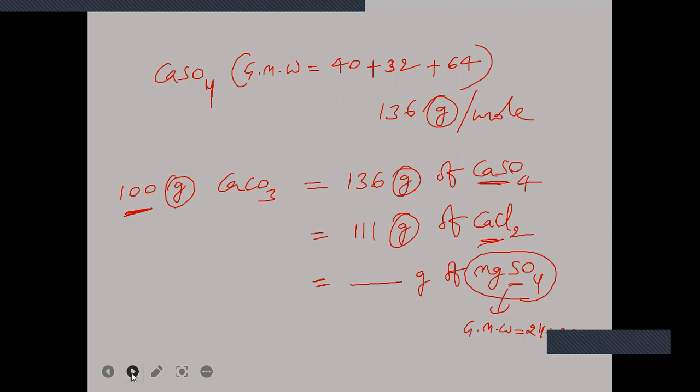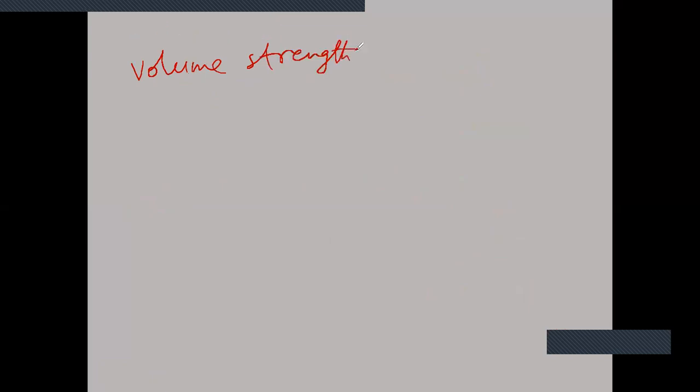Now next, one more important concept is volume strength of H2O2. What do you mean by H2O2 here? Hydrogen peroxide. This concept also is important based on this question. The remaining theory part you can understand, no problem.